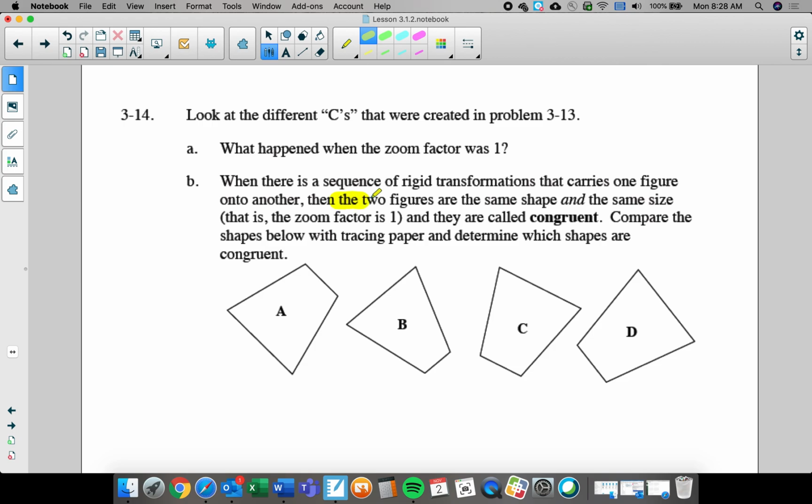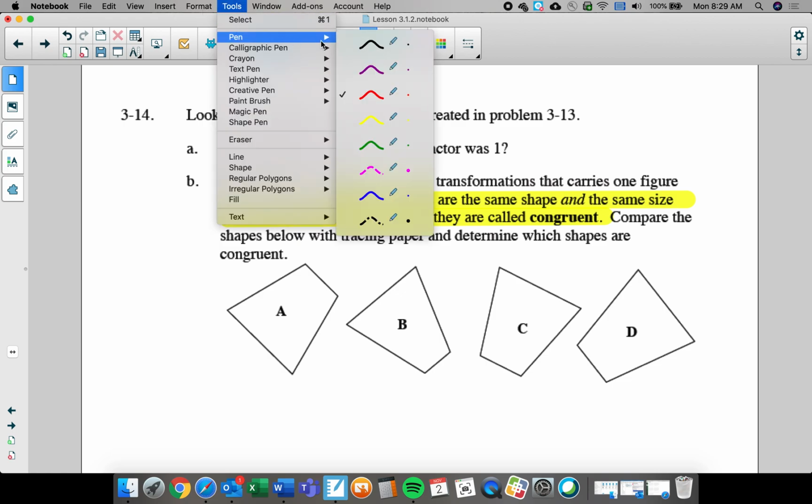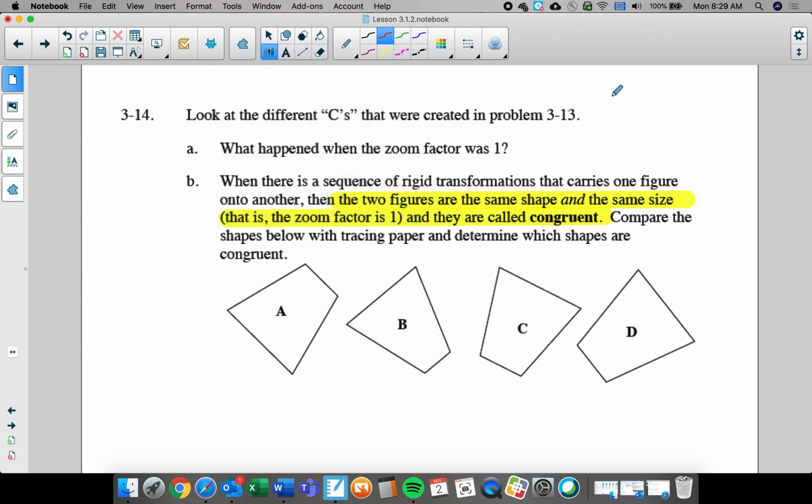So two figures that are the same shape and the same size, that is, they have a zoom factor of 1, are called congruent. If they're the same size and the same shape, then that's congruent, not just similar. And we're going to come back to that concept again as we move forward in this chapter and in this class. Okay. So notice here they say to compare the shapes when tracing, determine which shapes are congruent.